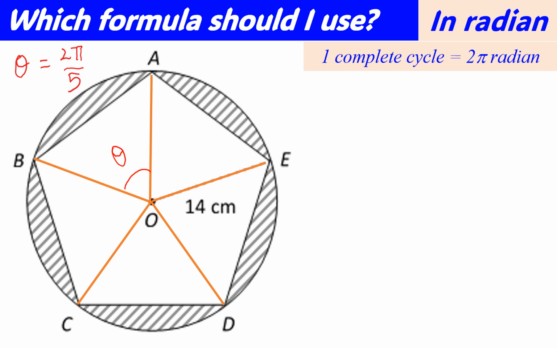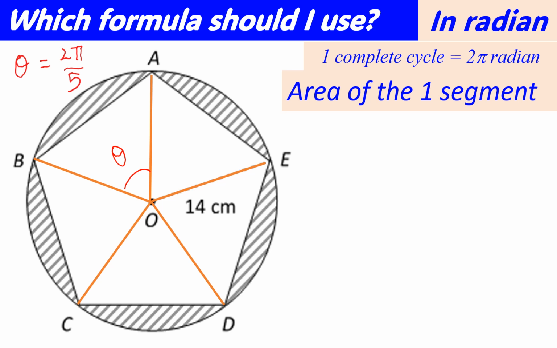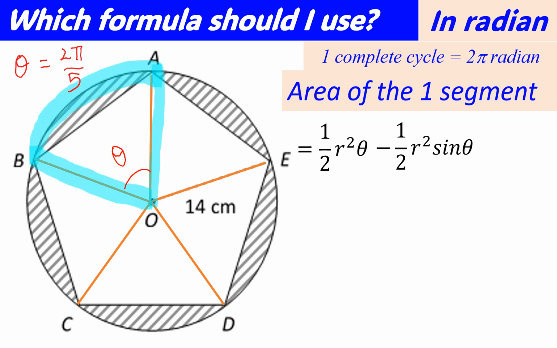So in order for us to find the area of the shaded segment, what we simply need to do is work out the area of one segment. To do this, we apply the formula that we have learned earlier, which is half r squared theta minus half r squared sine theta. In this case, the sector that we are referring to is this area here.